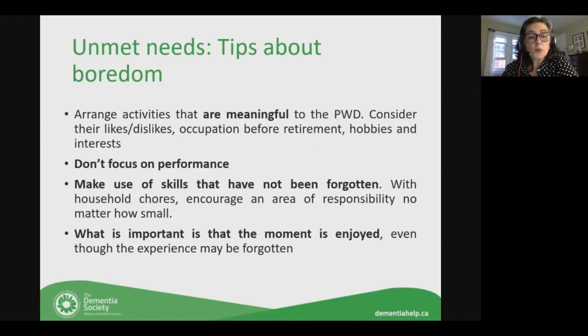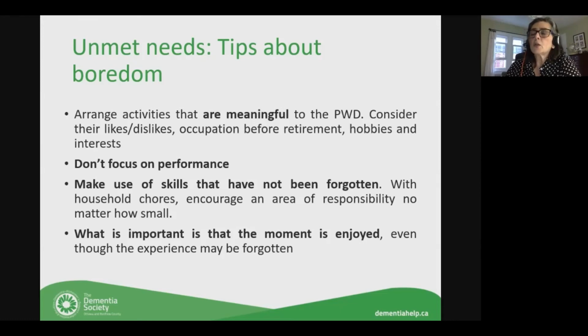Now, in terms of boredom, and I think we've covered this already, so I think we can go through this quickly. We're talking really about behavioral activation. Behavioral activation goes a long way towards reducing depression. It goes a long way towards reducing a feeling of isolation and a feeling of loneliness. So you're talking about the types of activities that you can include in someone's day that give them meaning, give them joy, give them a sense of purpose, give them a sense of accomplishment, help them pass the time, stimulate them a little bit.